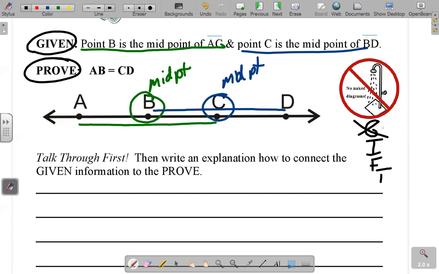Implied, if I have a midpoint, what other marking should be there? Hash marks. Okay, yeah, so implied by the given is this congruent to that. This too, because it's a second midpoint congruent to that. That's true. That's implied.